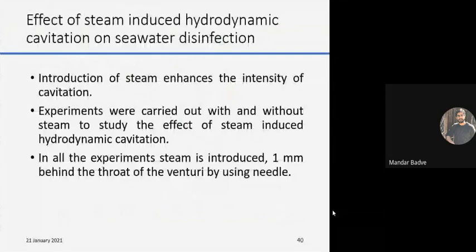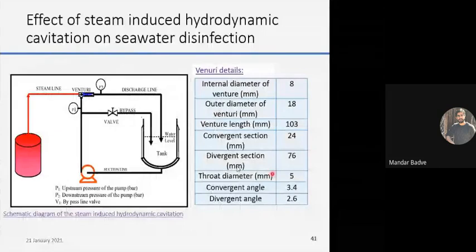Okay. We also then studied the effect of steam-induced hydrodynamic cavitation. Similar to high temperature or chlorination, we introduced steam in the wastewater, because most of the ships generate a lot of steam to drive their engines. So they have a surplus of steam in the ships. That was one of the ideas behind this study. So we generated steam, and we passed that steam at the throat of the venturi.